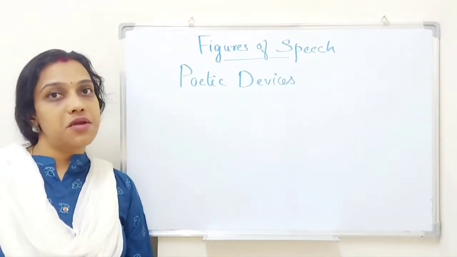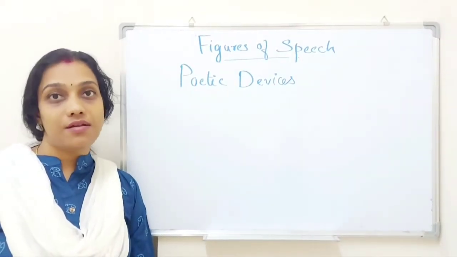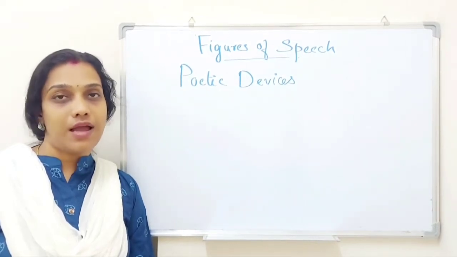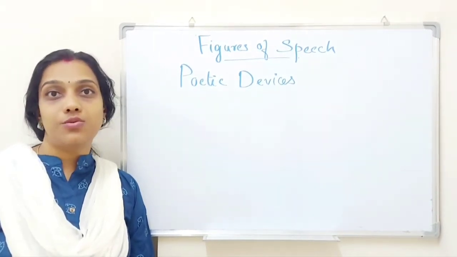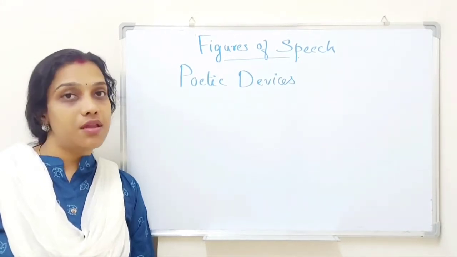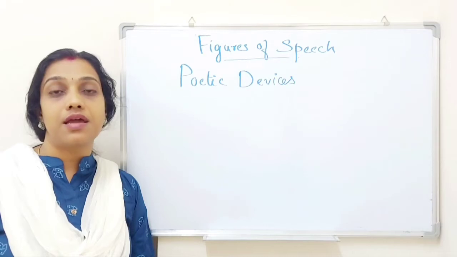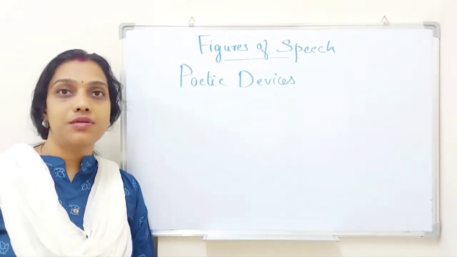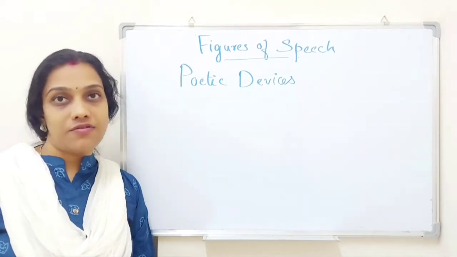Poetic devices are special language tools that are used by the writers to make their literary works more colorful and attractive. These tools will give a rhythm to the poem, it will enhance the meaning of the poem, and sometimes it exaggerates the feeling of the poem. So here we are going to discuss some major poetic devices.